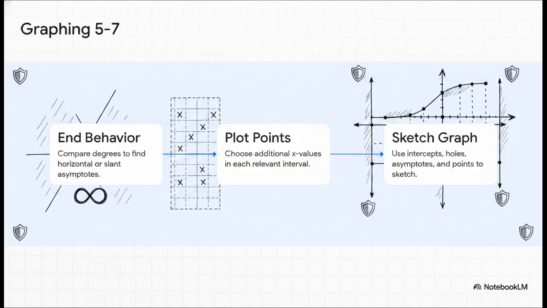Next, we bring it to the canvas. Step 5. Check the degrees of your original top and bottom to find your horizontal or slant asymptotes. This sets up the extreme edges of your drawing. For step 6, remember that your vertical walls chop the graph into distinct sections, so just plug in a few random x values in each section to see if your curve is hovering above or below the axis. Finally, step 7, sketch it. Connect your intercepts and points, hug those asymptotes, and remember, never ever cross your vertical force fields.